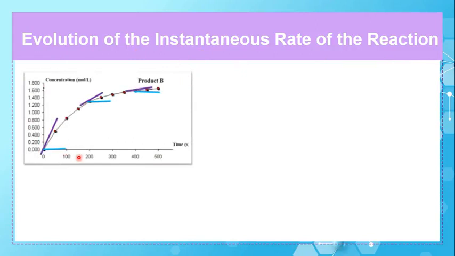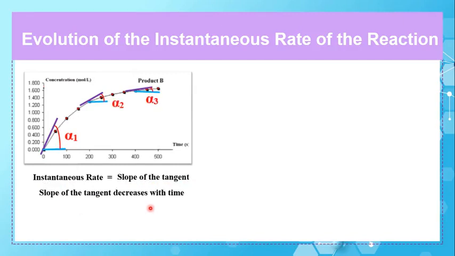Here we have the kinetic curve of the product B. We have drawn on this curve 3 tangents, 1, 2, 3. We give the definition of the instantaneous rate by saying the instantaneous rate is equal to the slope of the tangent at the curve, and we see that the slope of the tangent is decreasing with time. So alpha 1 is bigger than alpha 2 is bigger than alpha 3, so the rate of reaction decreases with time.